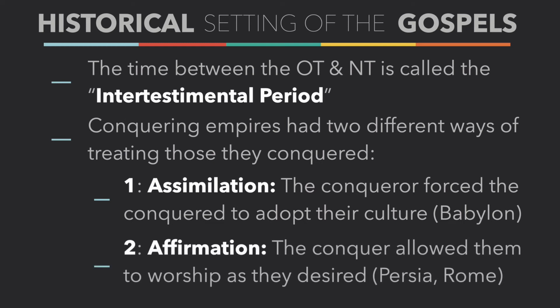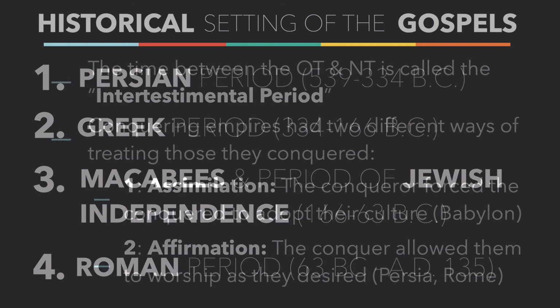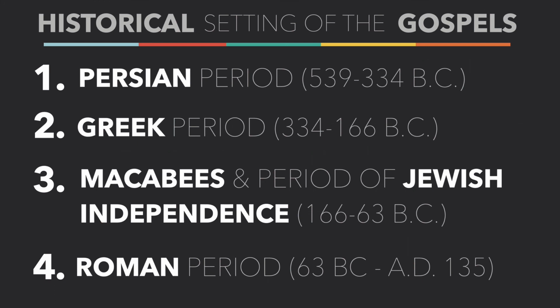The second way that conquering nations treated those they conquered was called affirmation. With affirmation, the conqueror pretty much allowed those they conquered to continue to worship as they desired. Persia would be an example of this, and so would Rome. They did not necessarily try to convert people into their own culture. They were still ruling over them, but they respected those people groups and allowed them to worship as they pleased.